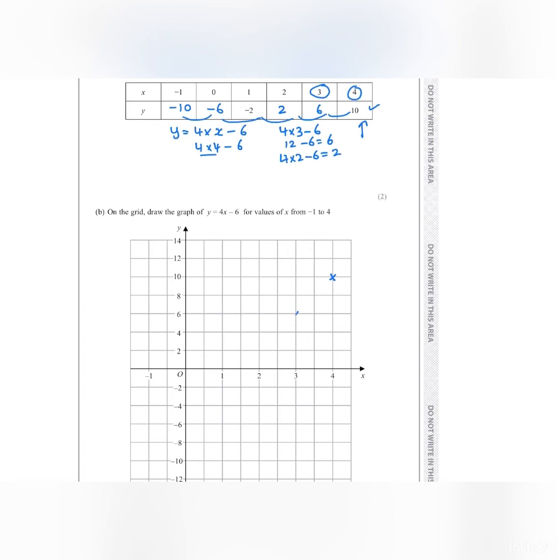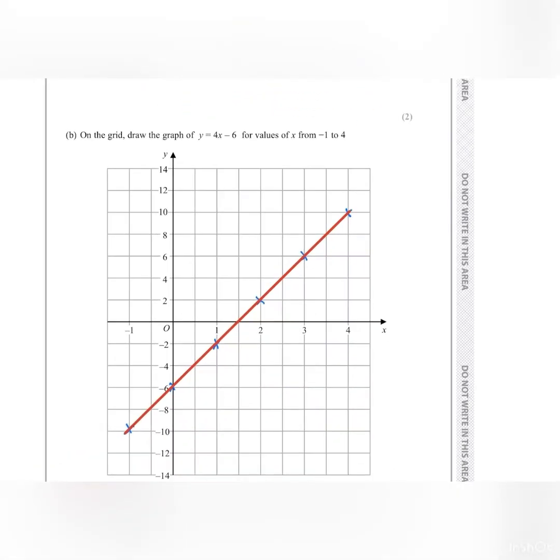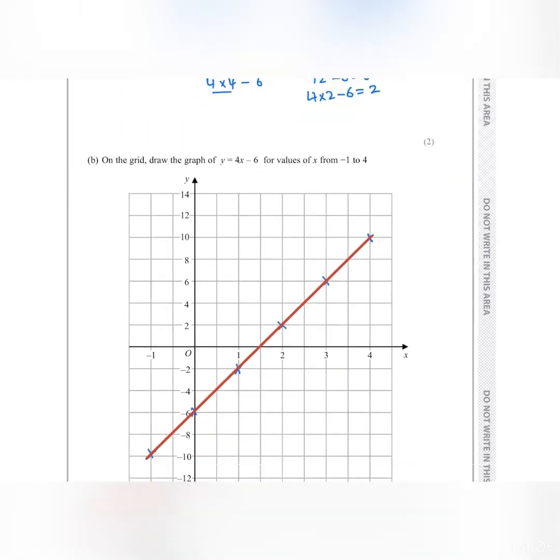So 3 and 6, it should be a straight line if you worked everything out right and plotted in the correct position. If you haven't got a straight line, check your table of values and also how you're plotting them. So 1 is minus 2, 0 is minus 6, and minus 1 is minus 10. So again, getting a ruler and joining this by a straight line, and that is your graph done. And there isn't any question with that. Okay, so that is question number 17.